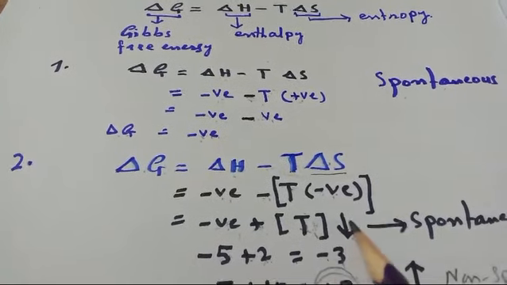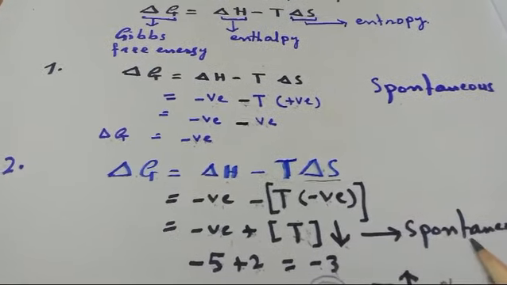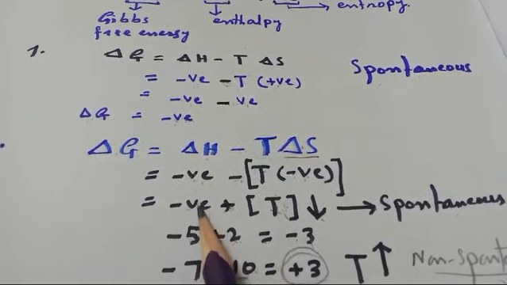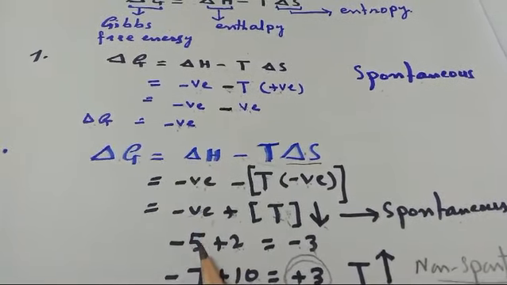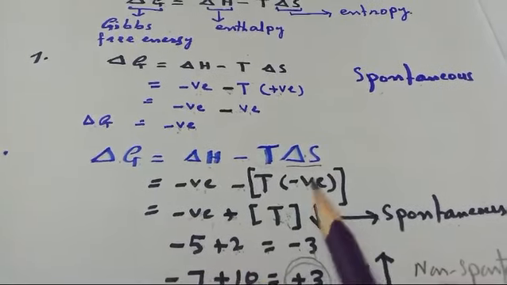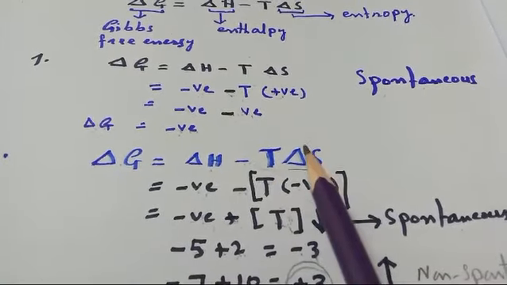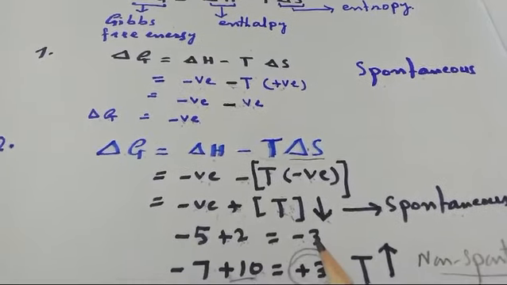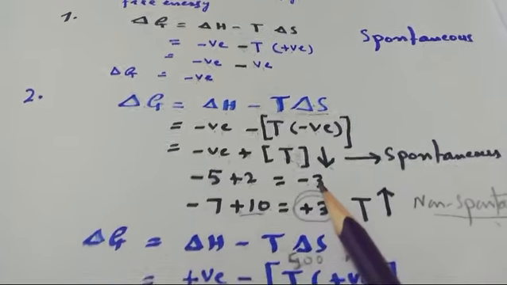If the temperature is decreased, the reaction will be spontaneous. You can see here, if delta H is minus 5 and this whole term T delta S is plus 2, the answer will be minus 3, so the reaction is spontaneous.